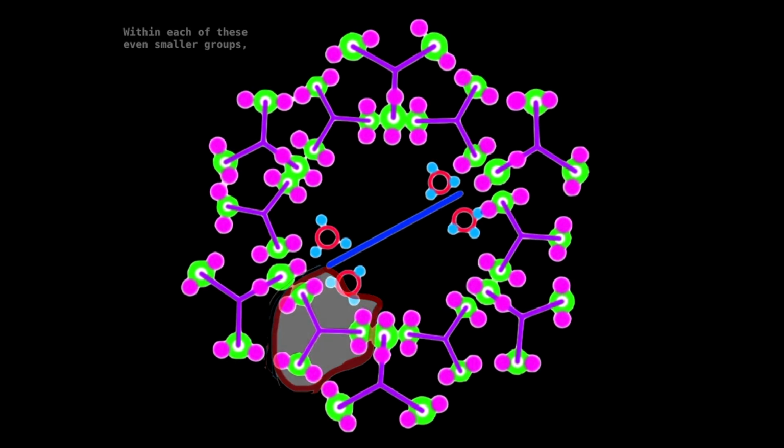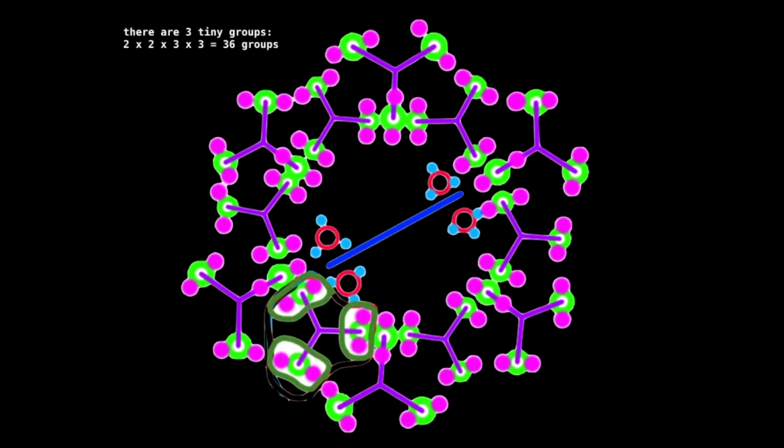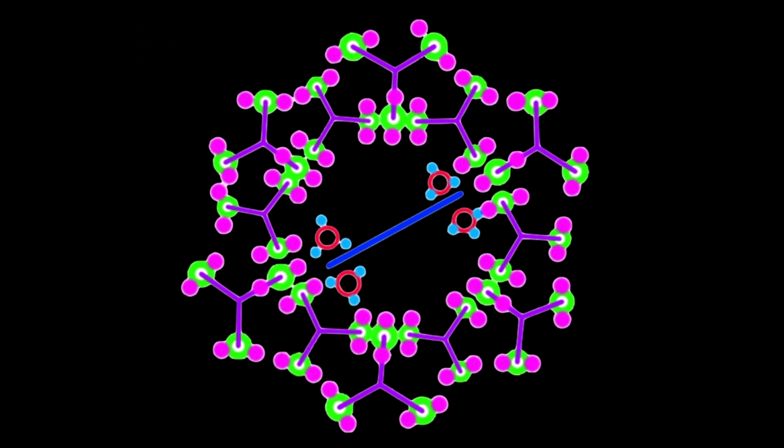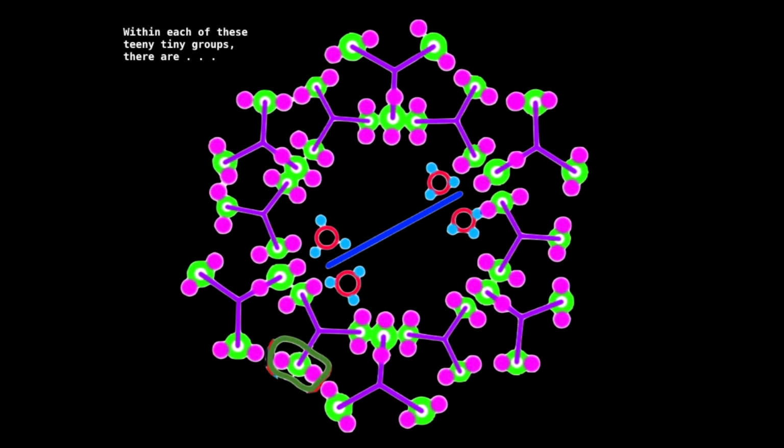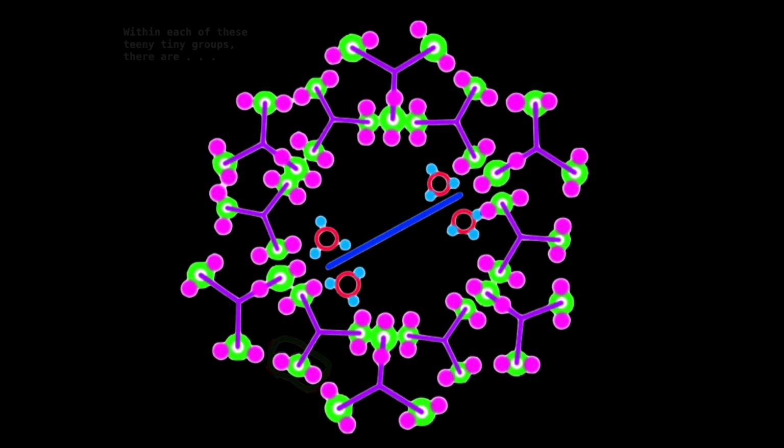And within each of those smaller groups are 3 tiny groups. Each of those tiny groups has 2 dots. And all together, it's 2 times 2 times 3 times 3 times 2, which equals 72 dots. The diagrams just help you see the groups of things, in this case, dots.